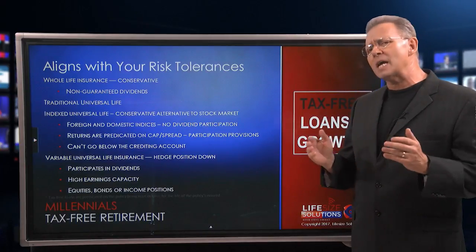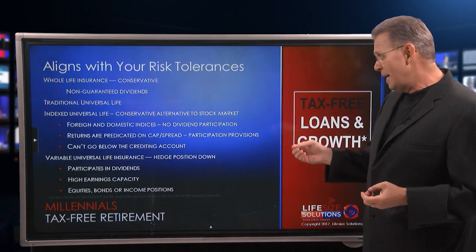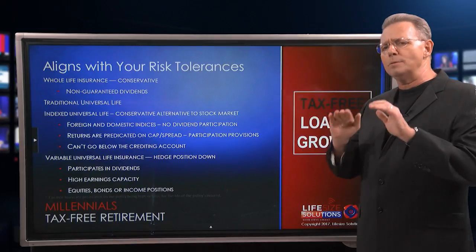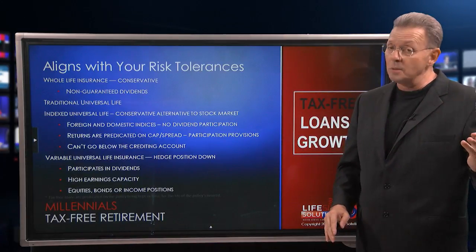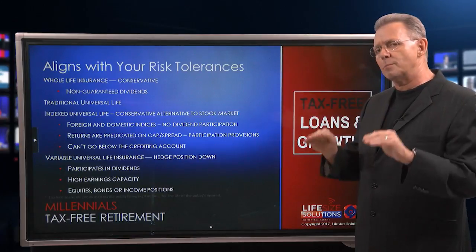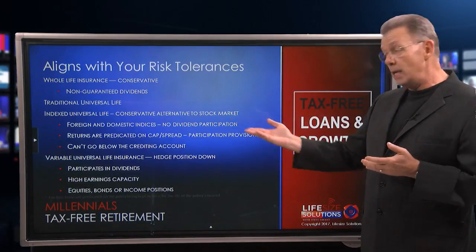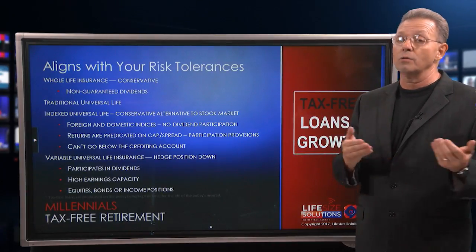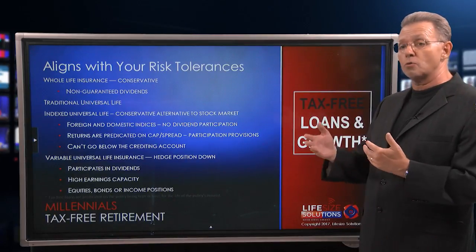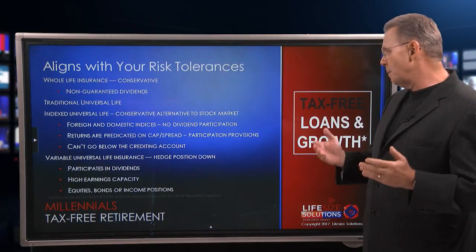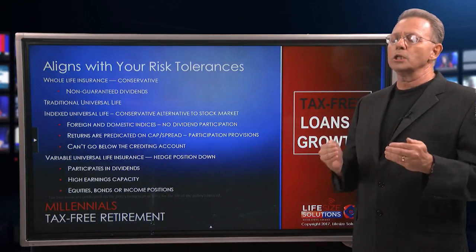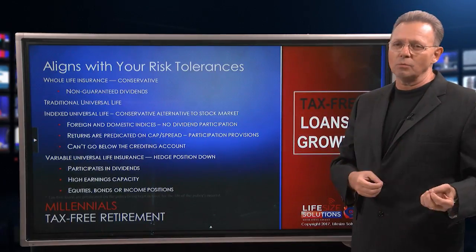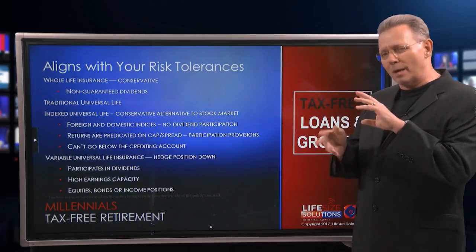Traditional universal life, again, has fallen out of favor because of the low interest rates, but index universal life could be a conservative alternative to the stock market because I have some downside protection. Again, I have expenses to pay, but I have some downside protection on the actual investment account itself. And remember, I could do foreign or domestic indices. There's no dividend participation in indexing on cash value life insurance, so you can't get participation if the dividend goes great, but you have this downside protection. Usually if you're going to hold this beyond 11, 12 years, you really don't have to worry too much about caps, participation rates, or spreads. They almost all coalesce right around the 10th or 11th year.